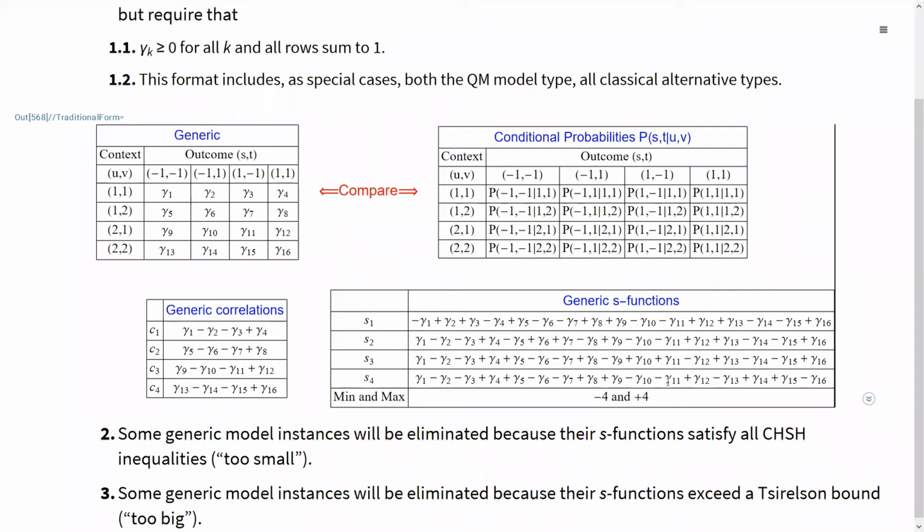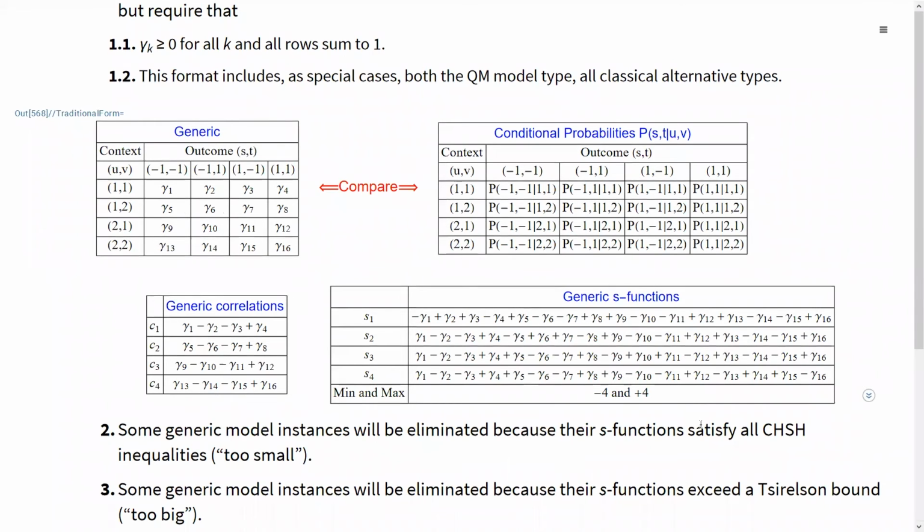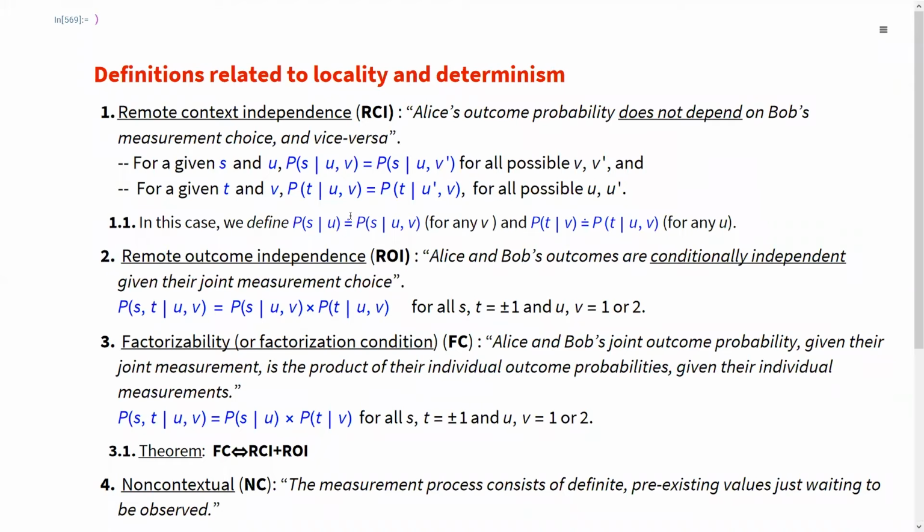So obviously, some of them will have correlations which are small, some which are too large to satisfy quantum mechanics. So we're going to have all kinds of different models in there. Let's specialize a little. Well, first we need some definitions.